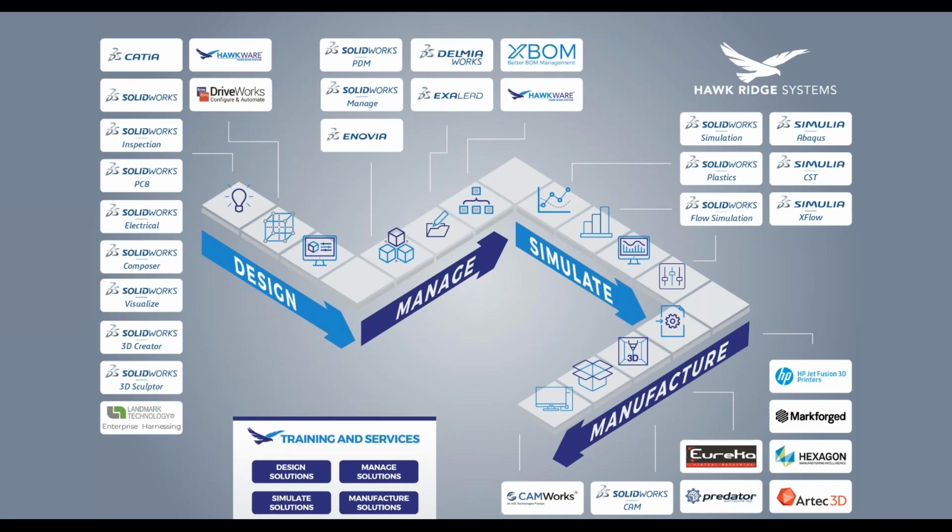We span the gamut, everything from design software, software to manage your data, different types of simulation software, through manufacturing software. But many of you probably don't know that we also have a full range of hardware and services along with that. So all of our 3D printing and scanning technologies, as well as different types of services for all these different solutions that we offer here. Today, we're going to be focusing on our simulation tools, specifically our SIMULIA CST tool.